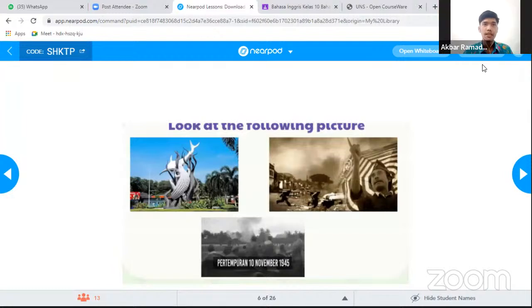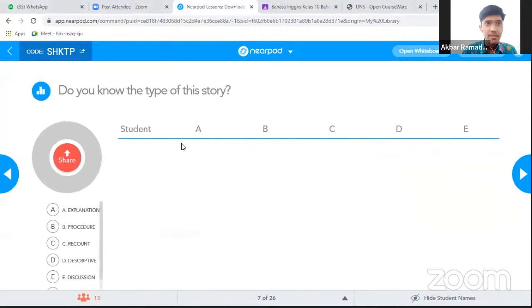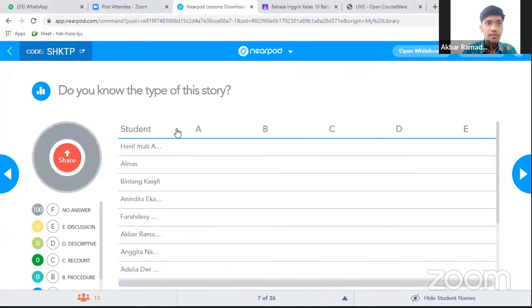All right, students, here you can see there are some pictures related to the event that we have seen in the previous video. The pictures here are also related to the material that we will learn and study today. Maybe these pictures will help you guess what we will learn today, right? Can you guess? Okay, I think we can go to the next activity.